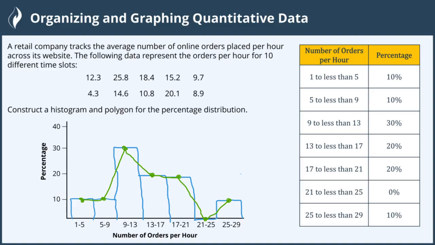So again, in order to create the histogram, we're going to create bars that touch, that represent the percentages for each of the classes. And then to wrap it up, we place dots in the middle of each of those bars and connect them to create the polygon. And now we're done.